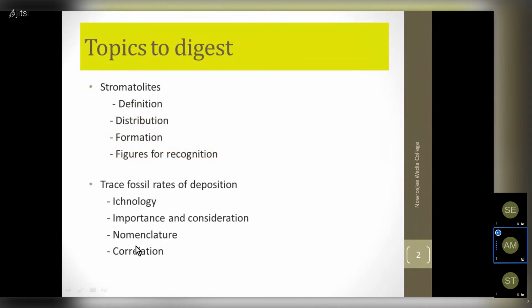The presentation is going to include two main topics to digest, which are the stromatolites and the trace fossils rates of deposition. As you can see in the slide, starting with the stromatolites, we will first know the definition, what stromatolites are, the distribution, where they can be found, formation, how it is arranged, and some figures for recognition.